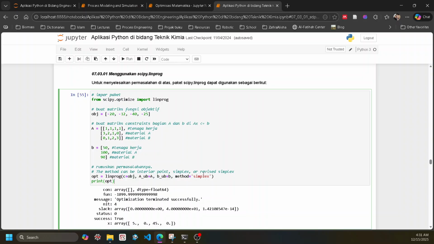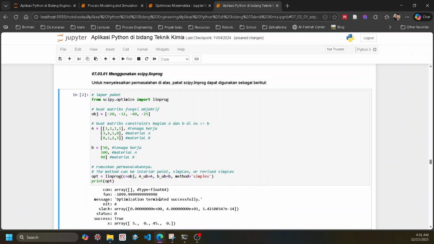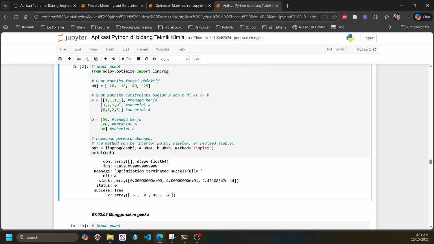So in this case, shift enter, I think, or control enter. Yeah, control enter. So the objective function is 1899. So this optimization terminated successfully.